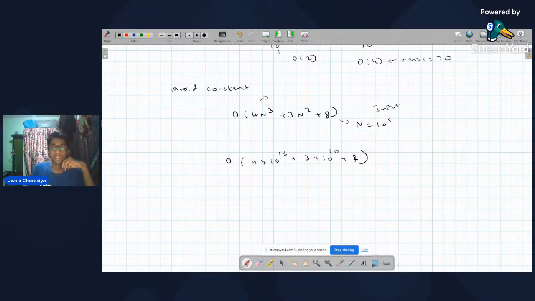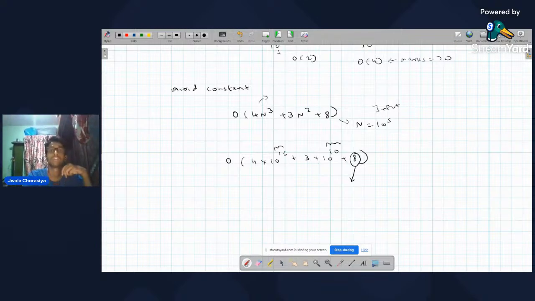So what do you think, will this constant 8 have any significance in front of 10 to the power 15 and 10 to the power 10? 10 to the power 15 is a very huge number, am I right? So is this 8 going to have any significance in front of 10 to the power 15 and 10 to the power 10? No, right? Does it have any significance?